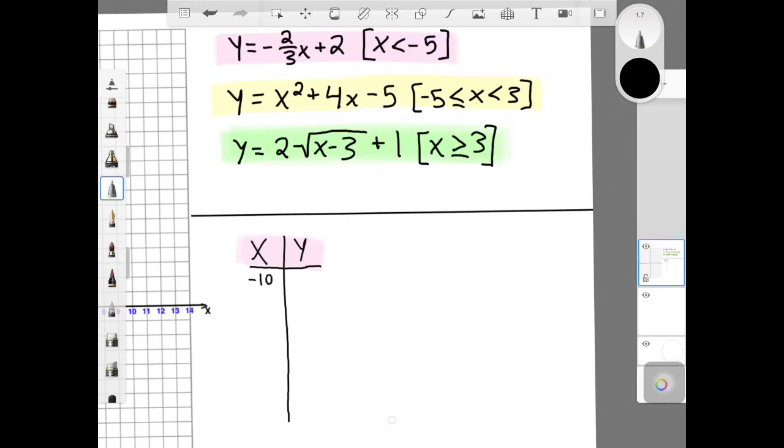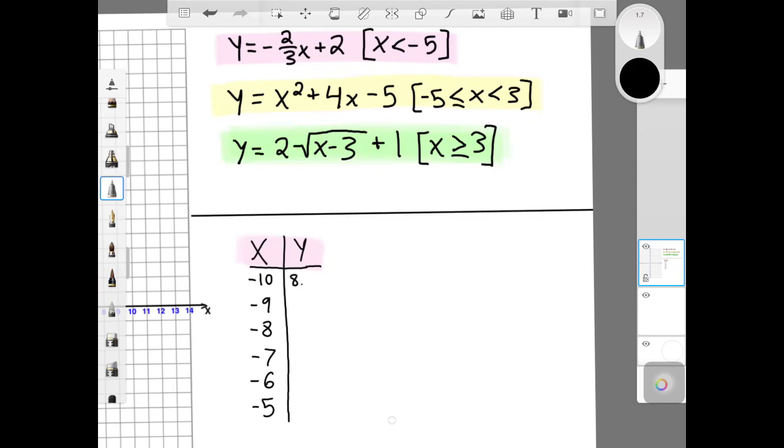Since x is less than negative 5, the rest of my values on the table have to be less than negative 5. I decided to go up by 1 after negative 10 and stop when I reached negative 5. This means that the x values in this table are negative 10, negative 9, negative 8, negative 7, negative 6, and I'm going to make negative 5 the last number. I plugged negative 2/3 x plus 2 into my graphing calculator. You can easily find one online, and I wrote down the y value for each x value.